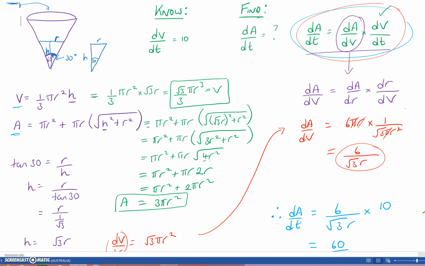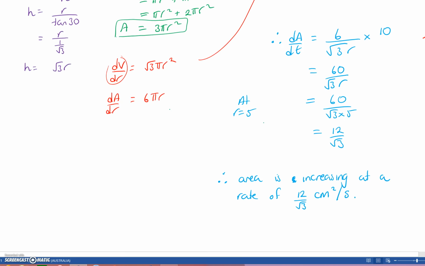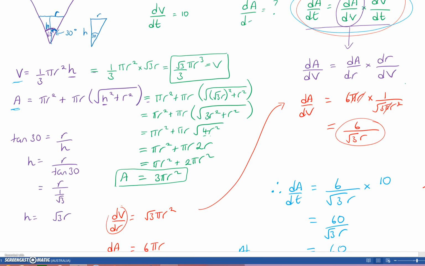So hopefully that gives you an example of a related rates where it's a double chain rule.